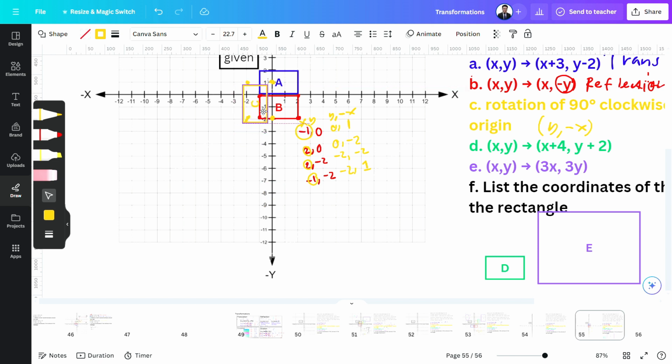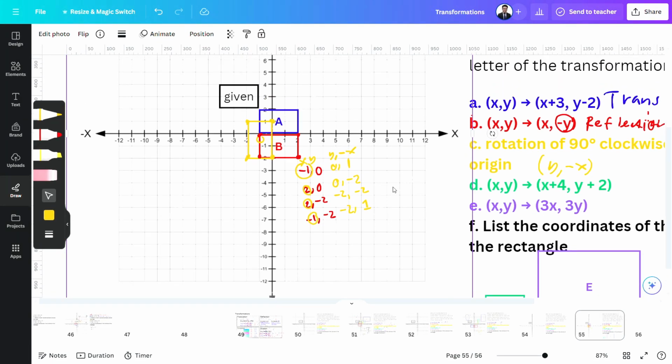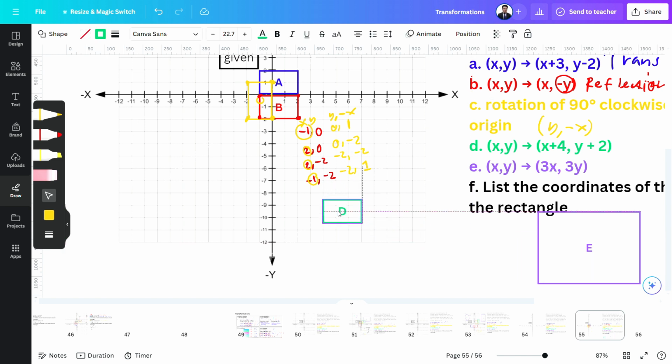I'll just put here the figure. And there you go. So that's the answer for letter C. I hope we're still clear. Now, let's do the letter D. Okay? Let's do letter D. I'll just copy first the letter C. There you go, 90 degrees.